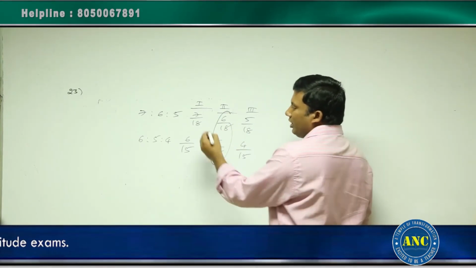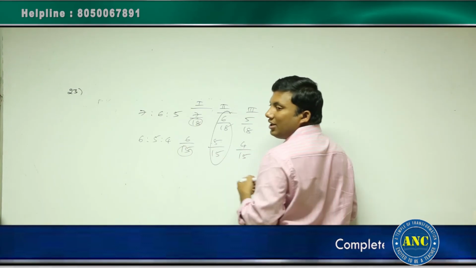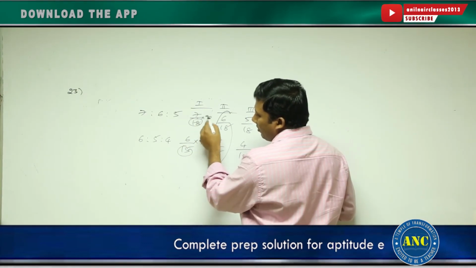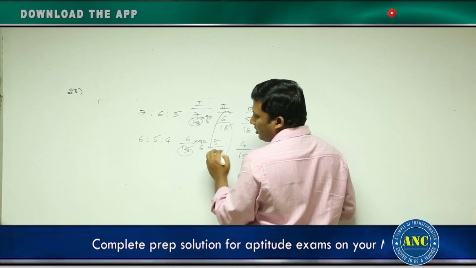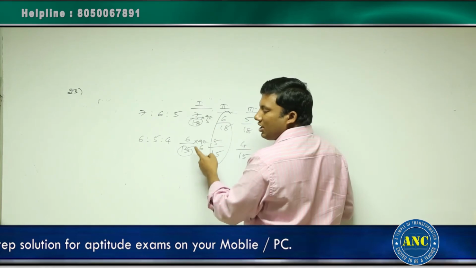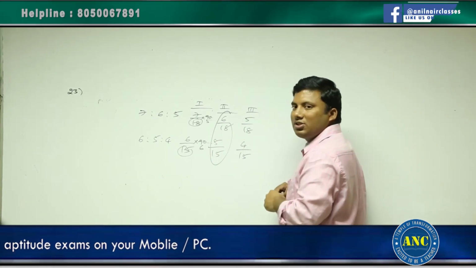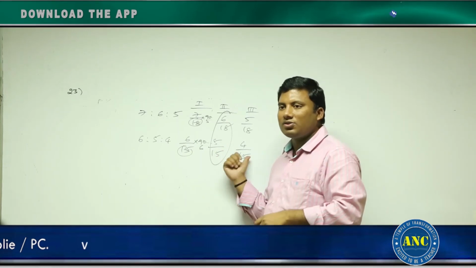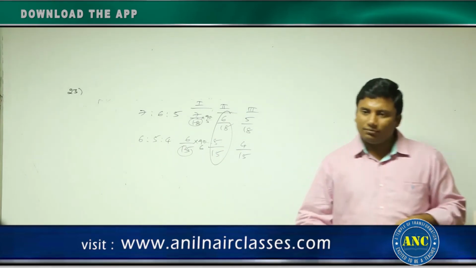Suppose if I put 18, 15, what is the common multiple? 90. If I put 90, let us see. This will become 35, this will become 36. He kept 35 rupees, got 36 rupees. That means he is losing. First one is losing, second one is not winning, not losing. So third one will win.